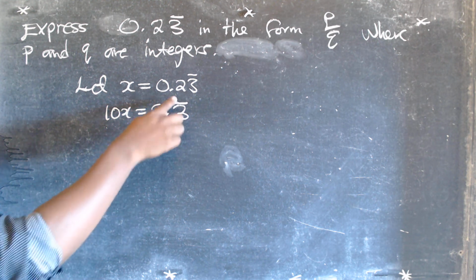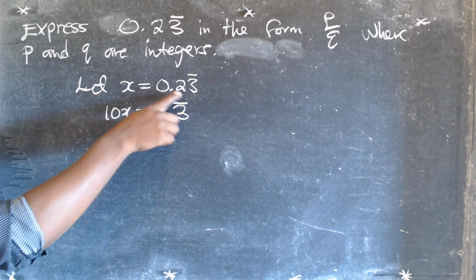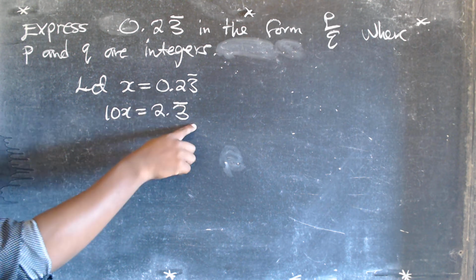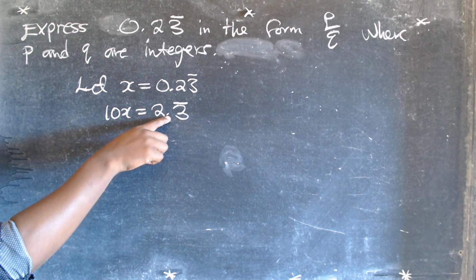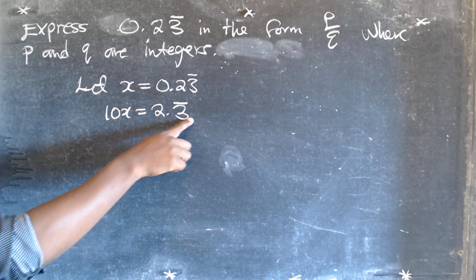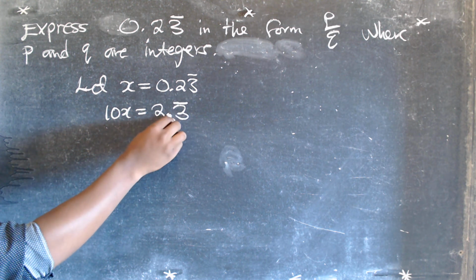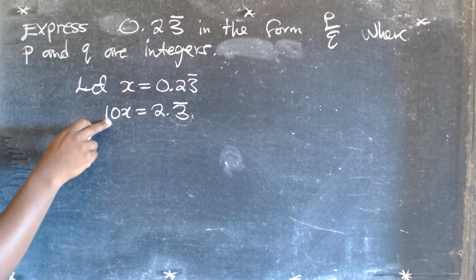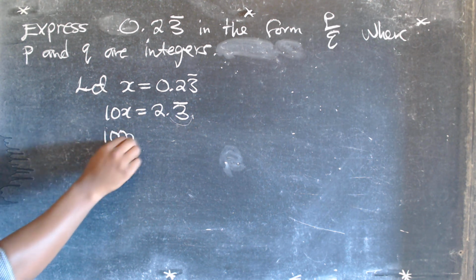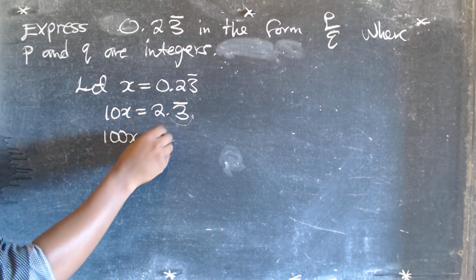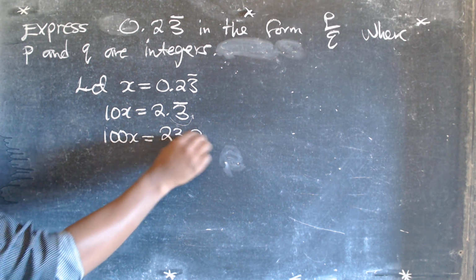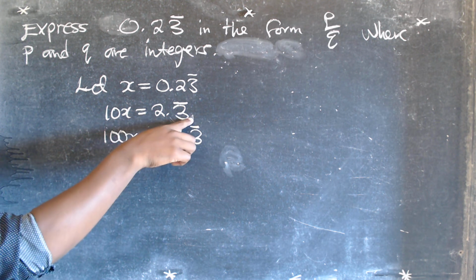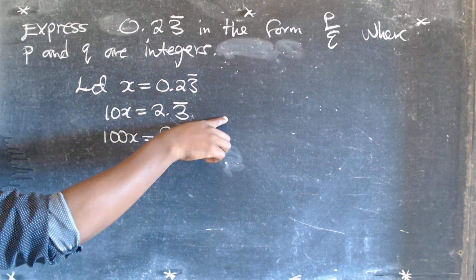The first step, we make sure that the decimal is just before the bar. To do that, we are multiplying by 10. The next step is to make sure that this decimal is just after the bar. So to move this decimal so that it can be just after the bar, we're supposed to multiply by 10, since this decimal is moving once. So multiply by 10. When you multiply this by 10, 10 times 10, this is going to be 100x is equal to 23.3 bar, since the decimal is moving here, and there are 3s repeating.